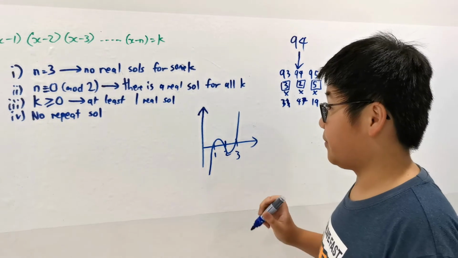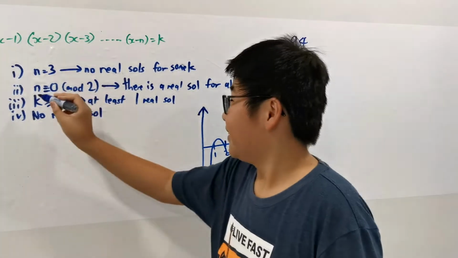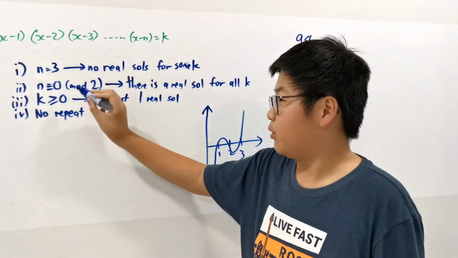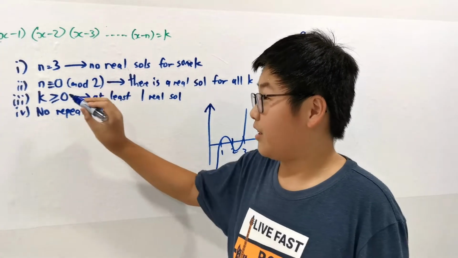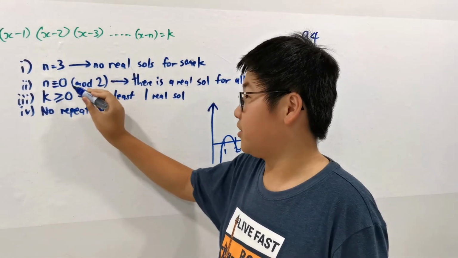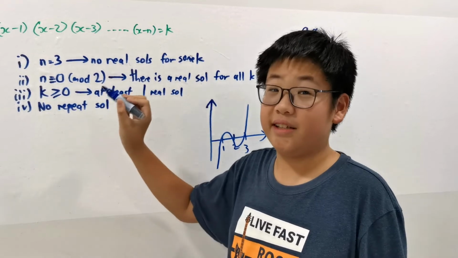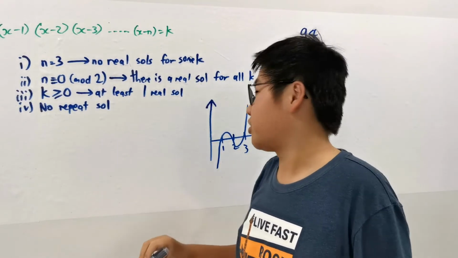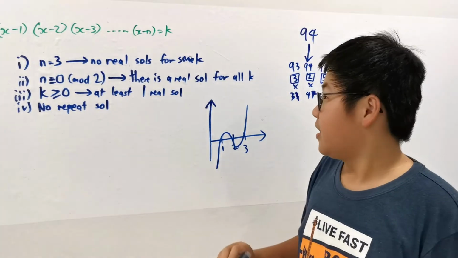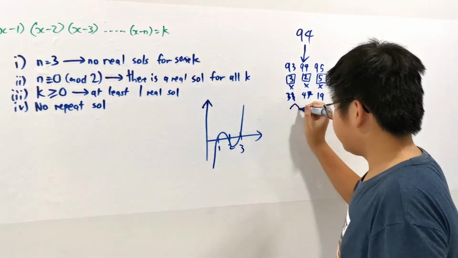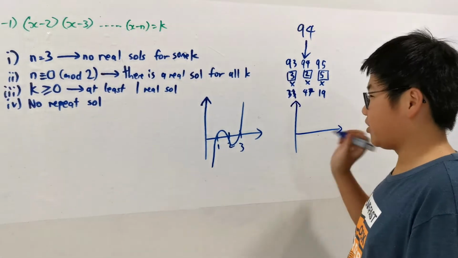Now, let's start with statement 2. This n triple bar 0 mod 2 is actually where n is congruent to 0 mod 2, and it is just fancy mathematical language for saying that n is even. There is a real solution for all k. Statement 2 is false.